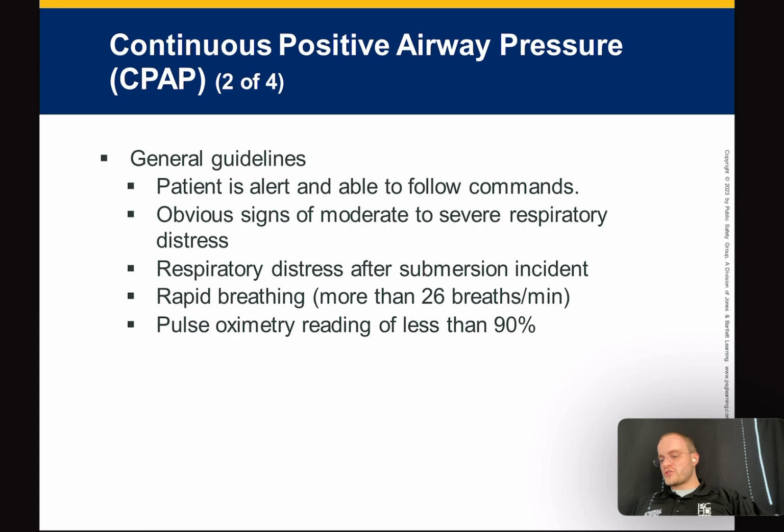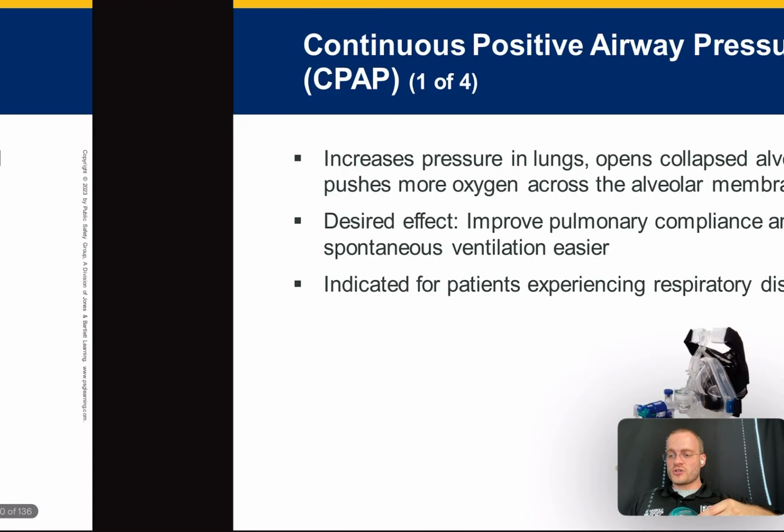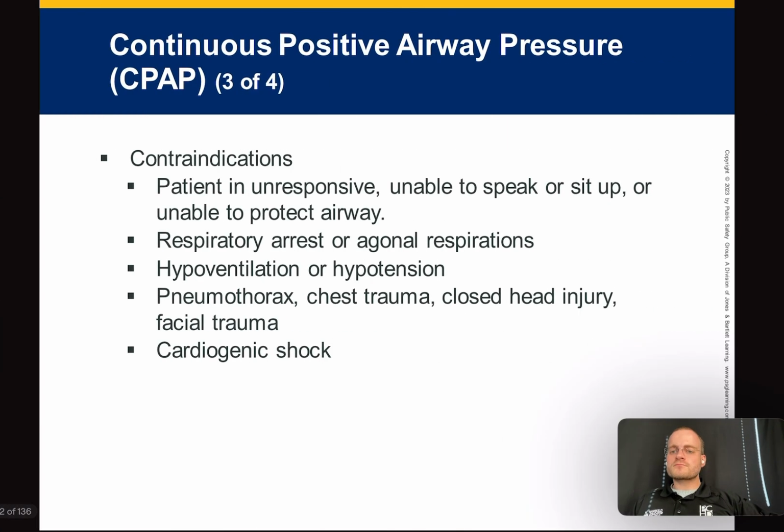So you could use this after a submersion incident. Why is that? If there's fluid in the lungs, it helps the fluid get absorbed in the blood. If there's rapid breathing more than 26 times a minute, it's good. And if the pulse oximetry is reading less than 90, it's great, right? So this is the big guns. This is a very, very powerful tool, CPAP. And I'm holding this mask just because this is the same mask used on our CPAP device, but it's this machine that I just showed you that I'm actually talking about.